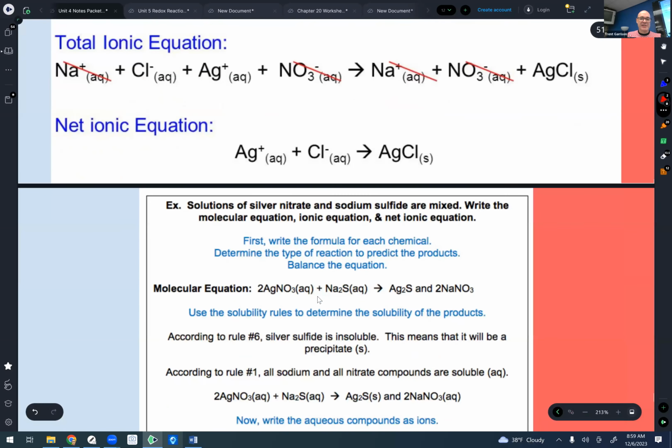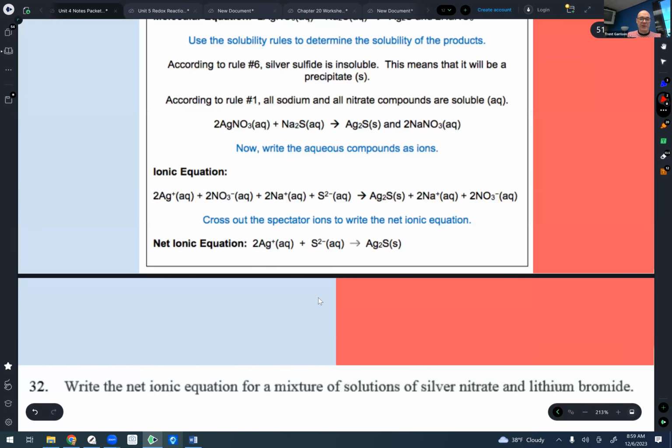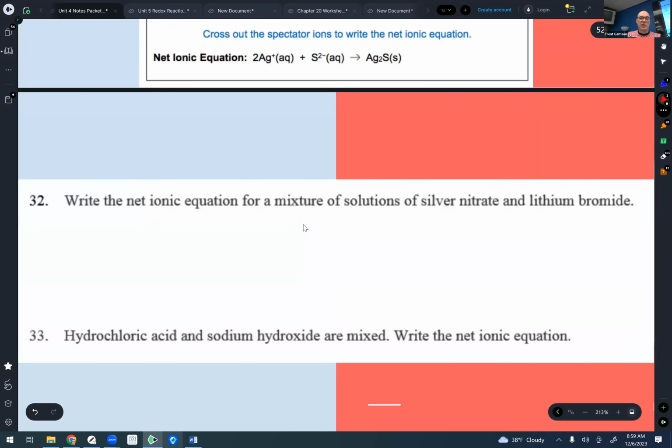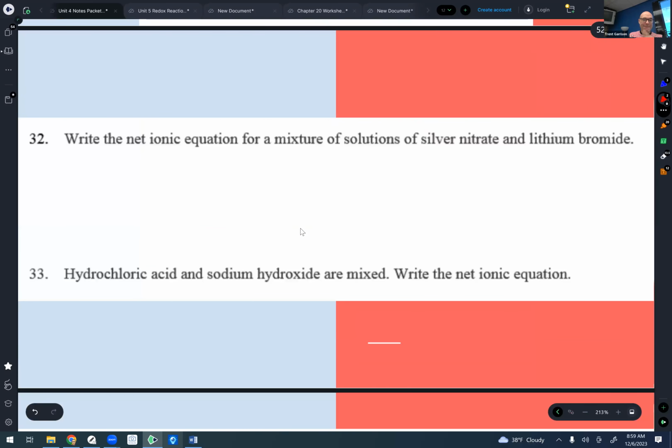I'm going to skip all these examples. We're going to jump to a real example, okay? We're going to do one example, and then I'm going to turn you loose. Look at this one here. There's only words.